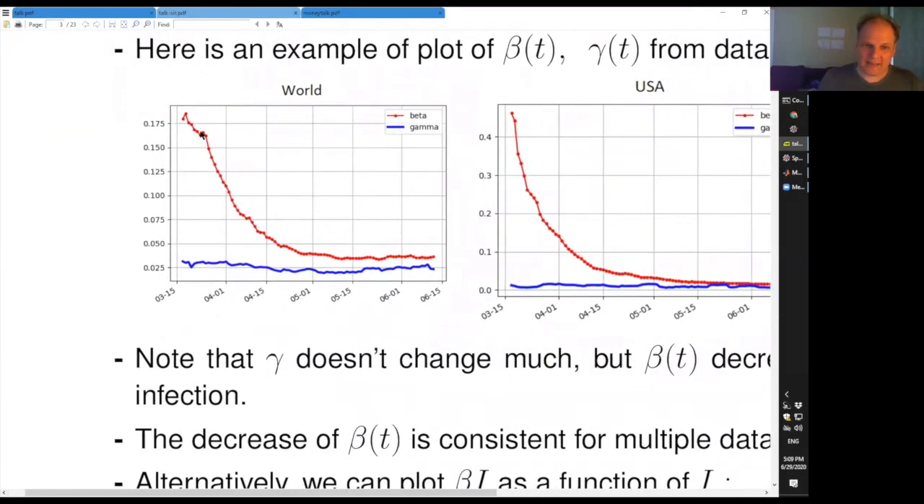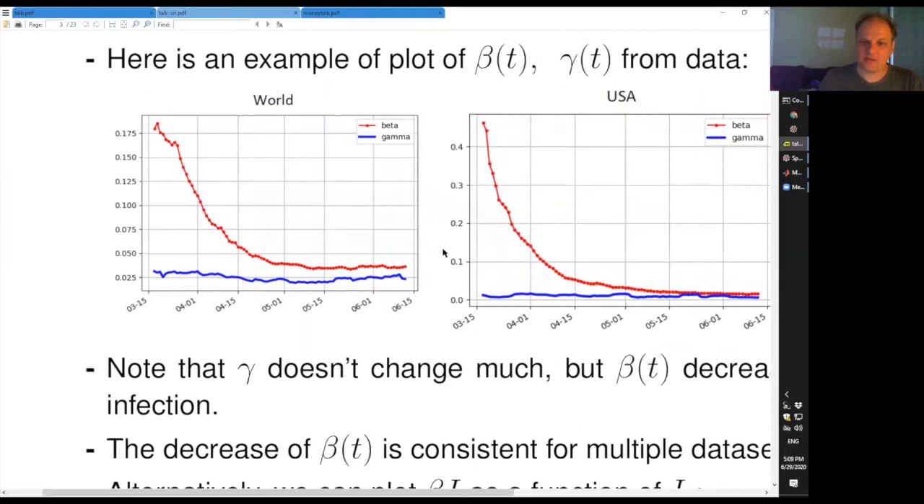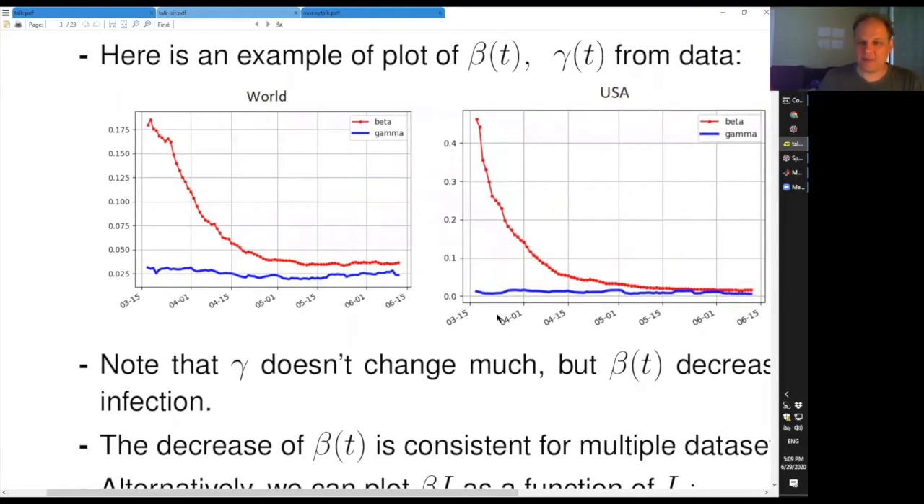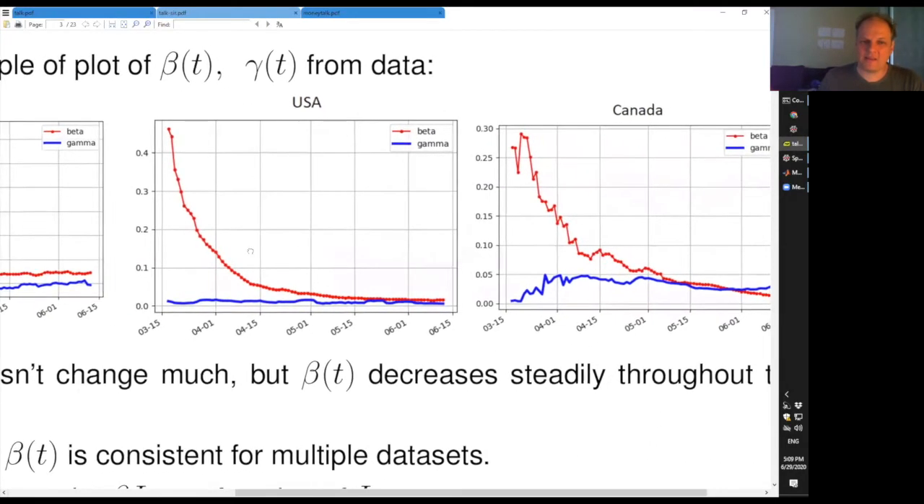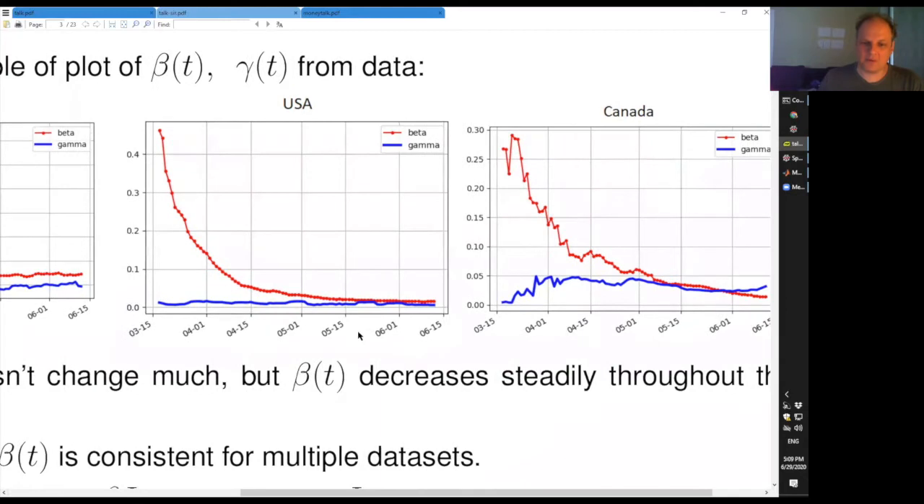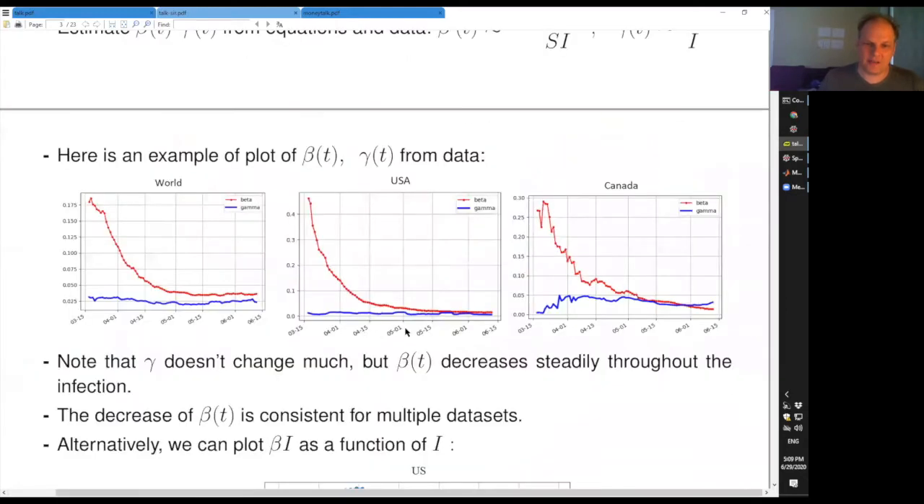But for beta, interestingly, it's not at all constant. It starts very high, and it goes down with time. So this infection rate slows down with time, okay? So that's the world data. It's very consistent through different data sets. Here's the data from the United States, the same thing. You get this decrease in infection rate, whereas gamma is roughly constant. And here's the Canadian data, okay?